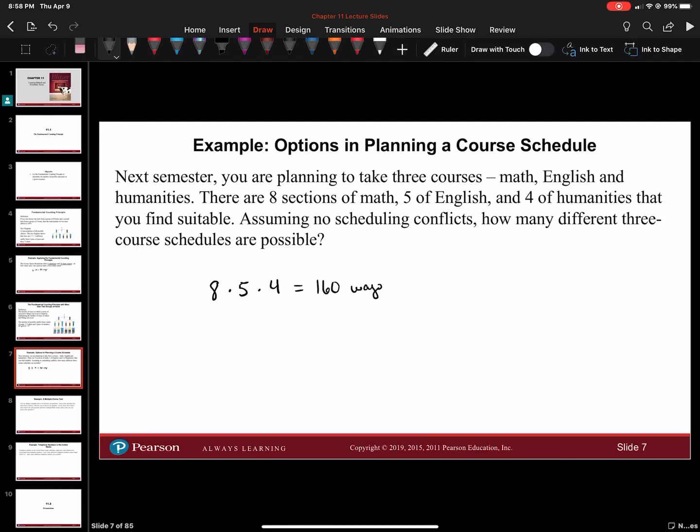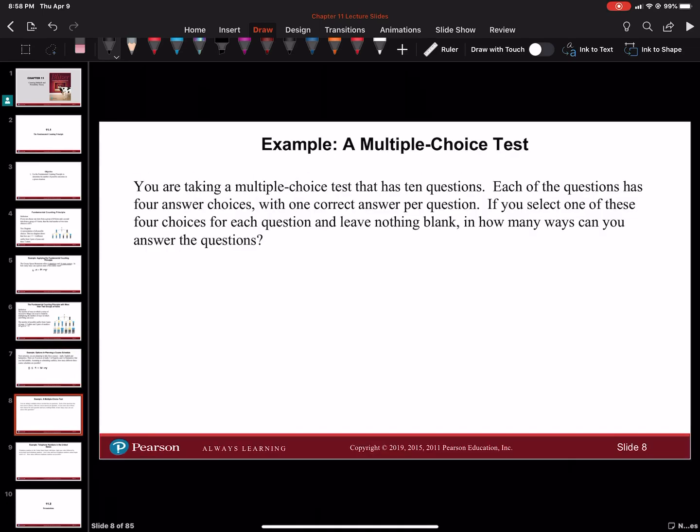Now, let's look at something a little bit more that's going to make you think. So you're taking a multiple choice test that has 10 questions. All right? Each of the questions has 4 answer choices, with one correct answer per question. If you select one of these 4 choices for each question and leave nothing blank, in how many ways can you answer the questions?